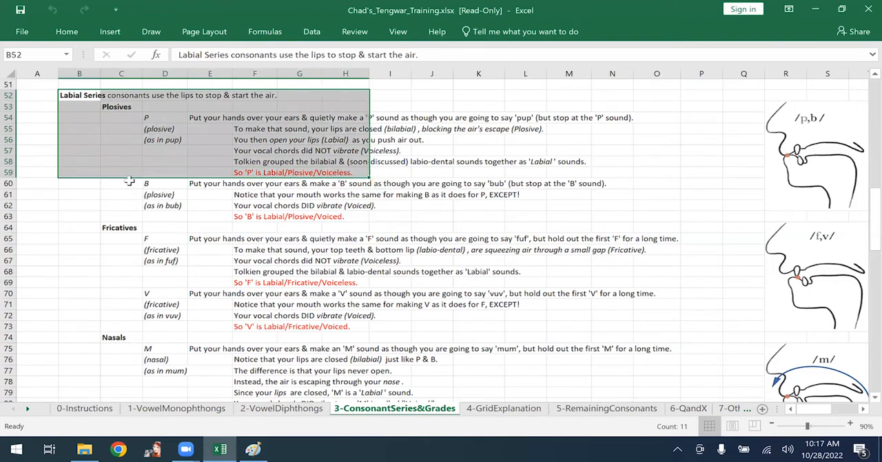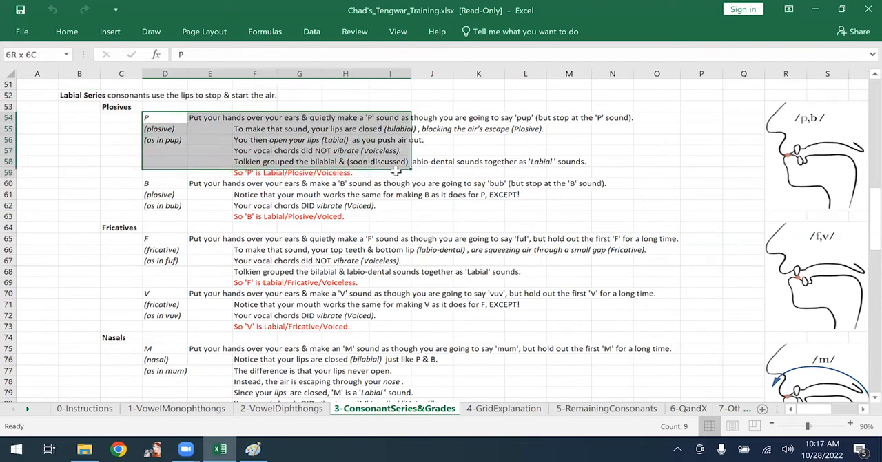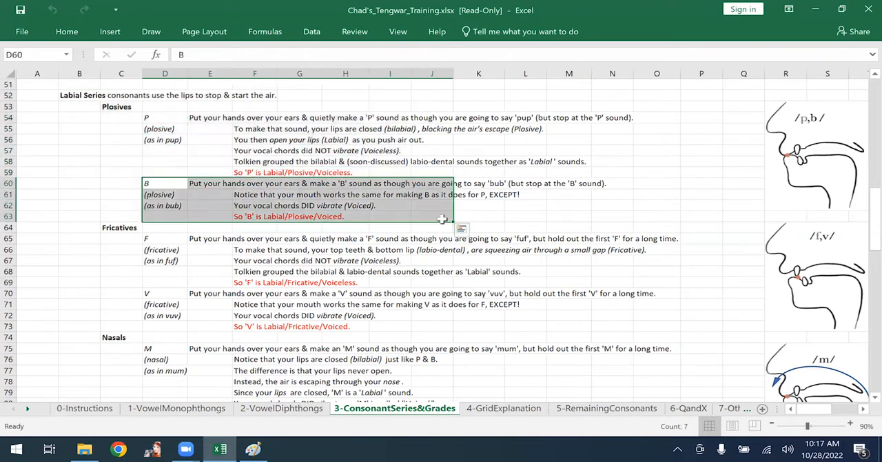What do you think the only difference between making a P and making a B are? Would that be using your vocal cords? That's exactly right. So if you put your lips just like this and you say pup, and then you put your lips just like that and you say bub with your hands over your ears, you'll notice pup is unvoiced, bub is voiced. So I'm going to do it right now. Put my hands over my ears, pup, pup, pup, bub, bub, bub. And you'll notice that. So do you do that? You can feel it vibrating in your head.